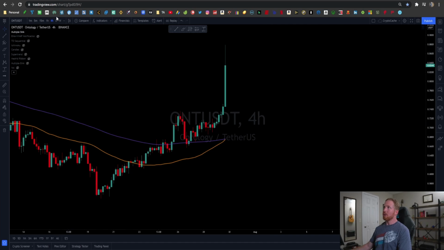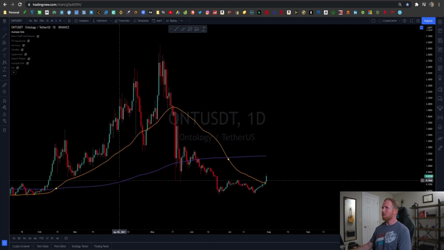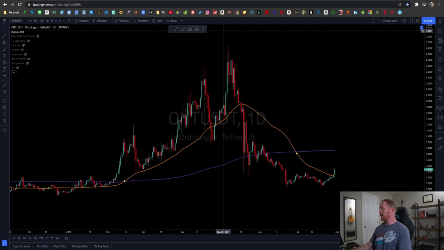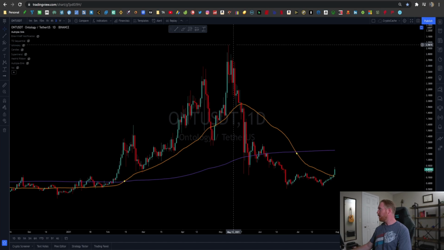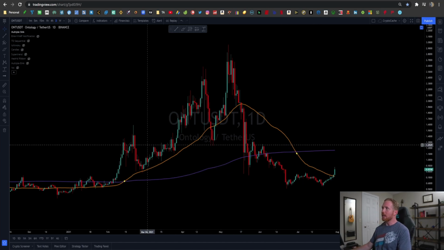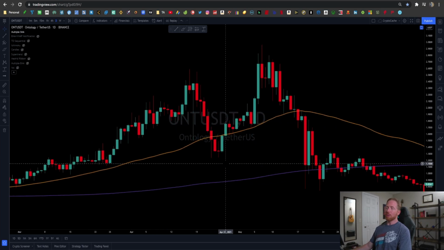All right, so looking at ONT, we'll go ahead and start with a 1-day chart first and then work our way down. Now, ONT is interesting because look at how high it got previously. So its all-time high is $2.96, and it's presently at about 84 cents right now. Now, looking at the time frames, we want to look at Bitcoin when it sold off first, okay?